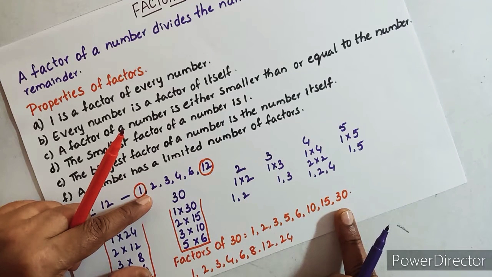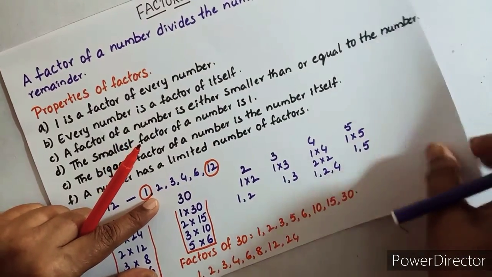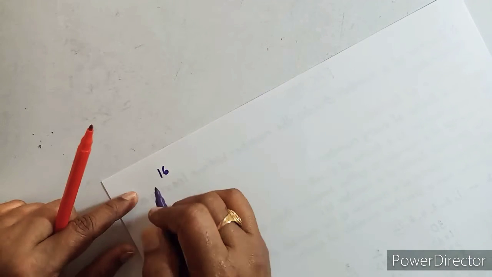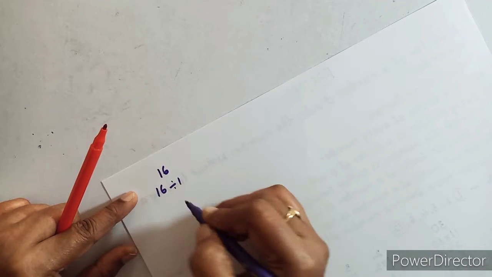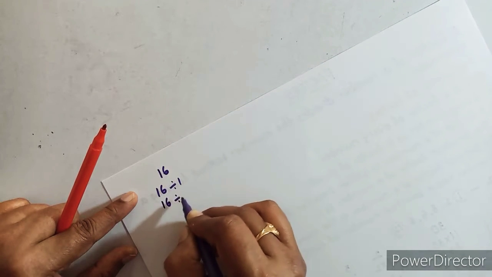And here I will tell you how to find the factors of a number by using the division method. So you can find the factors of a number by using the division method too. So say for example 16. How can you find the factors for 16? 16 you can divide with 1. Undoubtedly you can divide with 1. 16 you can divide with 2.